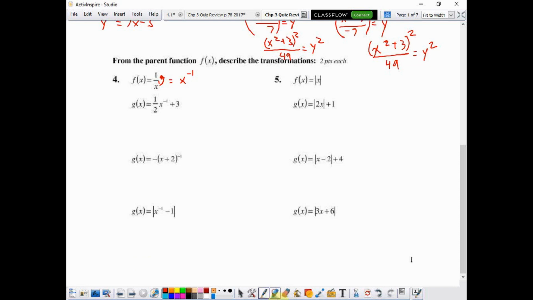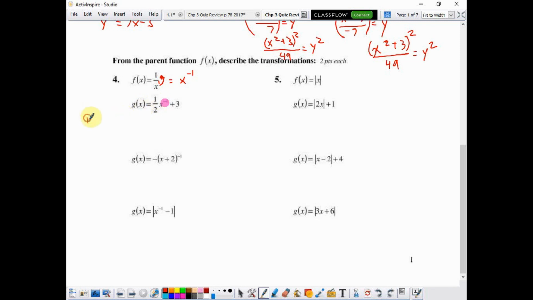So when we look at this first set of transformations, that right there is the function. 1 over x is the same as x to the negative 1. So that's not a transformation, that's just a different way of writing the original function. So we should not think of that negative 1 as an inverse of the original function.